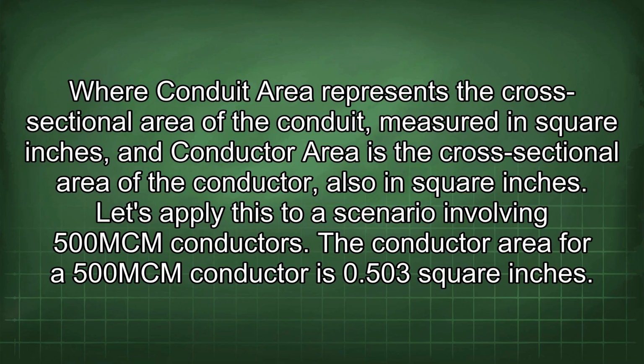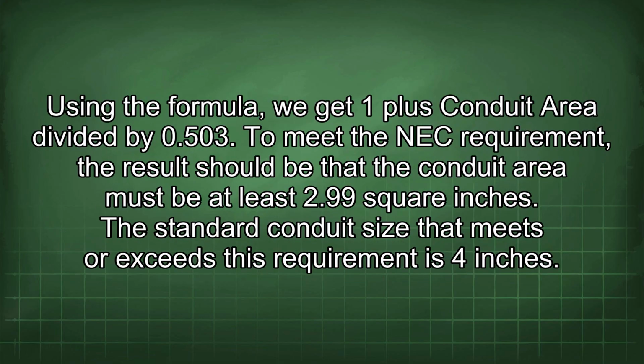The conductor area for a 500 mcm conductor is 0.503 square inches. Using the formula, we get 1 plus conduit area divided by 0.503. To meet the NEC requirement, the result should be that the conduit area must be at least 2.99 square inches. The standard conduit size that meets or exceeds this requirement is 4 inches.